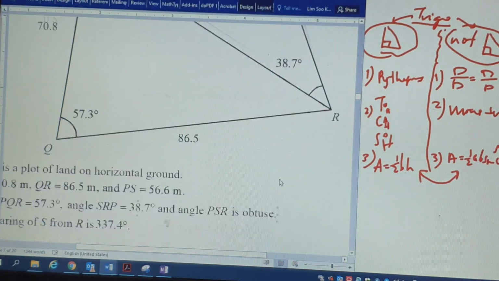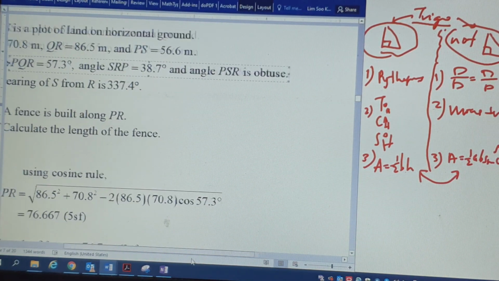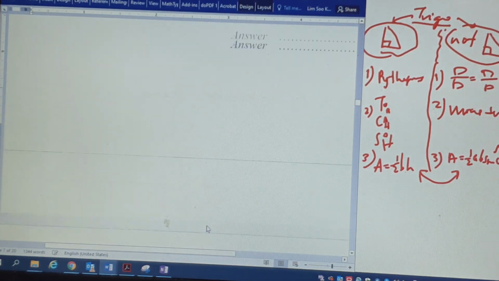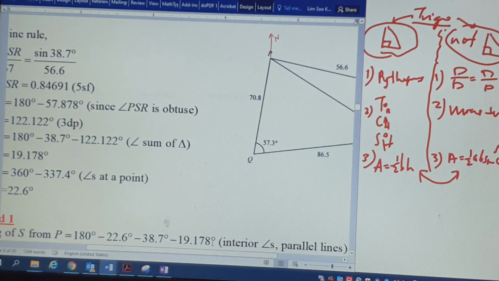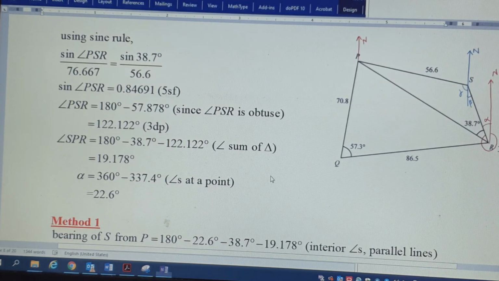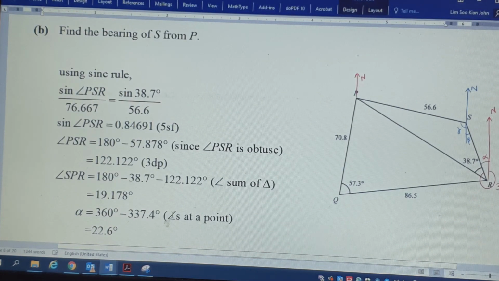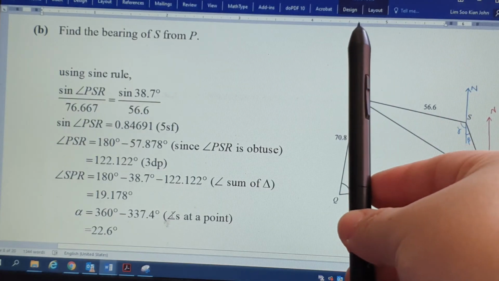So I'll show you the working. You try and figure out this part here, okay? Because there's a diagram here already. I put it here. Okay, so can you see the north being drawn here?